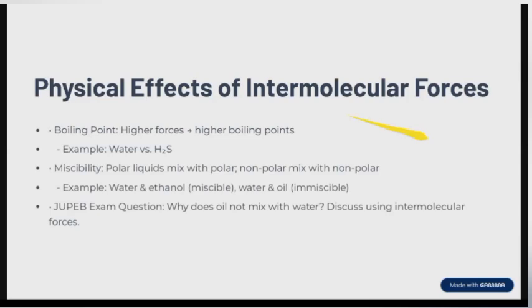Because there is no intermolecular force of attraction between water and oil, there is nothing to attract them together. That is why oil and water do not mix. Their molecules don't have attractive ends, so they cannot mix. So that's the solution for this question here.